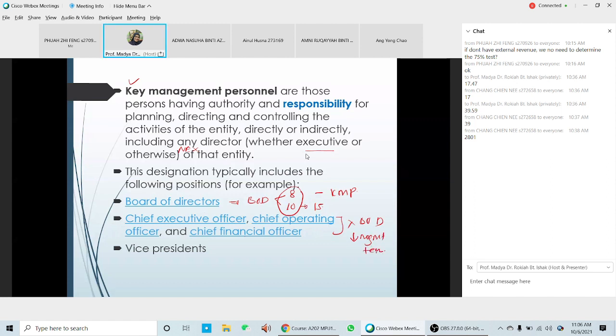Sometimes, especially the CEO can be at the BOD, can be a part of the BOD, or a part of the management team. But the chief operating officer and chief financial officer are management team. They are not board of directors. Okay, and then you have a vice president. So this is a member categorized under key management personnel. So you have to know this one. Who are they?